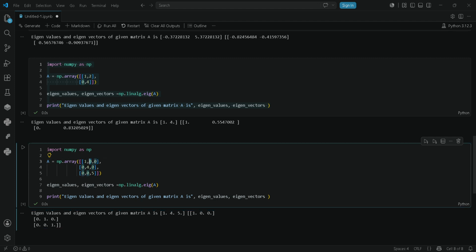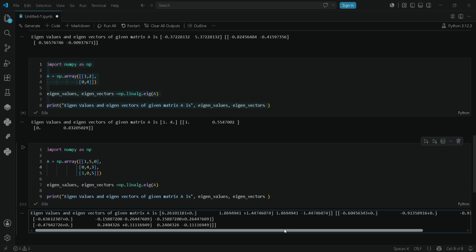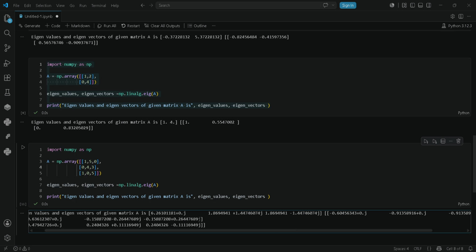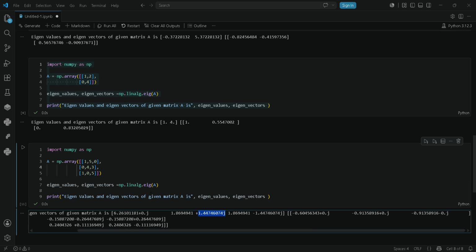Similarly, by changing the elements, our eigenvalues remain the same, but the eigenvectors change. Let's take this 1, 3, and we can see that the eigenvalues are now in the complex plane, where j represents the imaginary part of the complex numbers, and thus we can easily calculate the eigenvalues and eigenvectors of a given matrix.